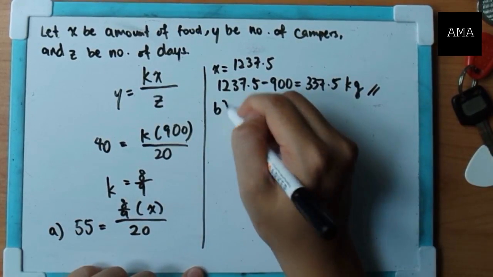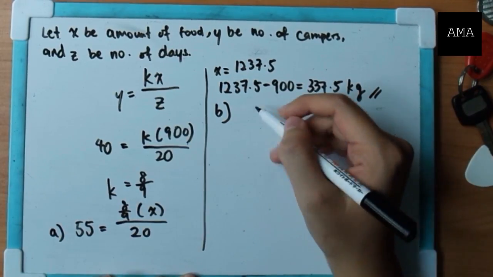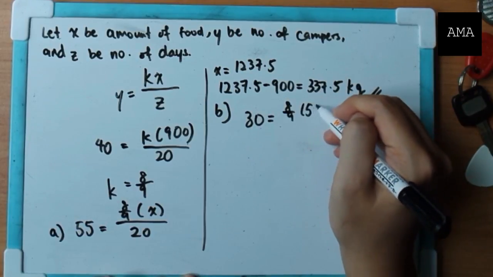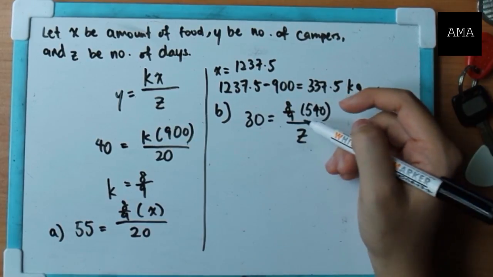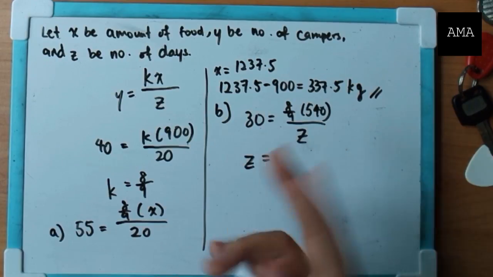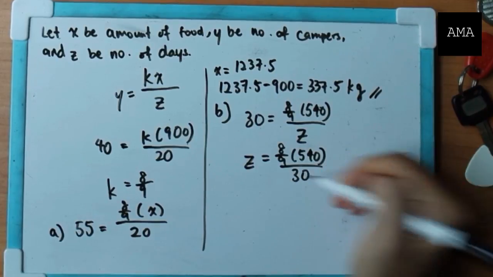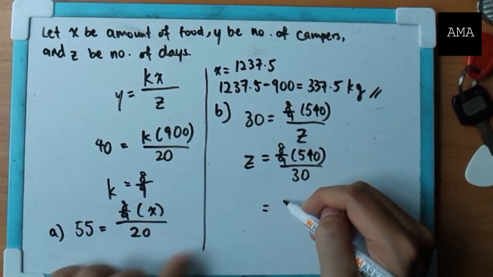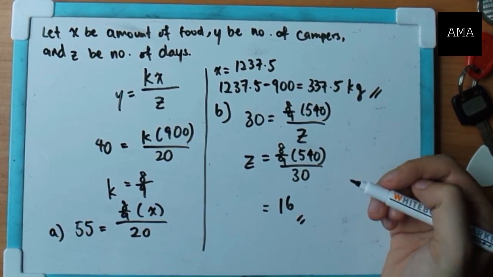Now for B, you're given the amount of food and the number of campers. So just substitute in as usual, 30, 8/9, 540. You have to figure out the number of days needed. This one, you can just swap your z and 30, by the way. So that means you can just do this. Of course, you can just simplify, or you can just press in your calculator. You should get your answer as 16 days. Okay, so that's all.